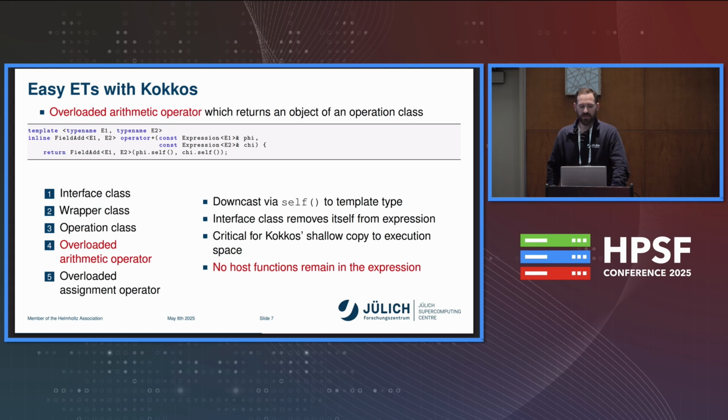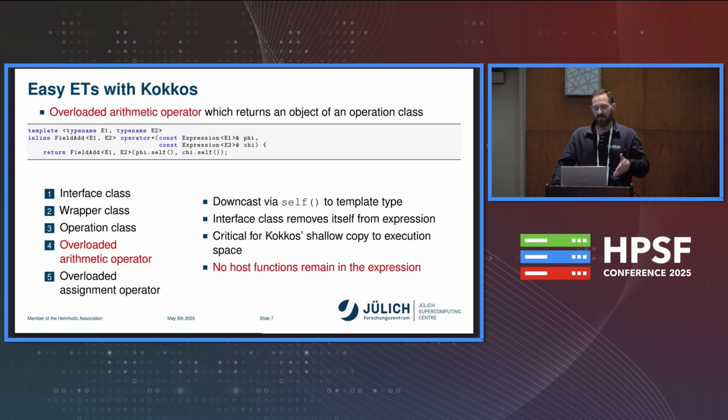Now, we also need to provide an overloaded arithmetic operator. And so this is really where everything works out very nicely with Kokkos. So this is going to return an object of the type of the operation class. So in this example here, we're overloading the addition operator, and it's going to return an object of field add. But you can see that here we are actually using this explicit downcast function. And this is where the interface class is removing itself from the expression.